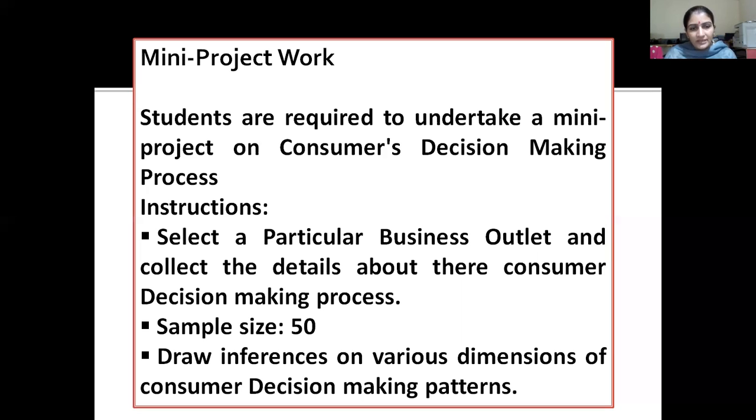While collecting the details, try to select a sample size of 50, and based on this sample size of 50, you have to undertake a study of the different patterns taking place among these 50 consumers, and then draw inferences on various dimensions of the consumers' decision making patterns. I hope you have understood this, and hope you will be doing this mini project, which will definitely help you come out with a great experience of applying the theoretical concepts to the practical aspect.